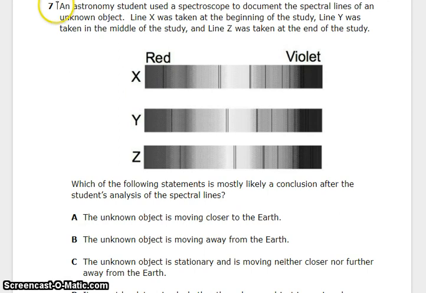Number 7. An astronomy student used a spectroscope to document the spectral lines of an unknown object. Line X was taken at the beginning of the study, line Y was taken in the middle of the study, and line Z was taken at the end of the study. X, Y, Z, red, violet. Which of the following statements is most likely a conclusion after the student's analysis of the spectral lines?